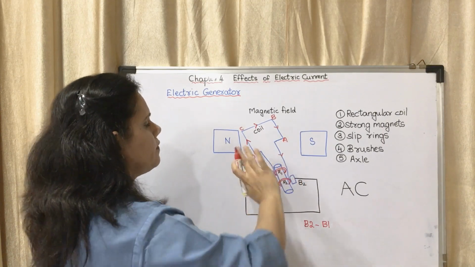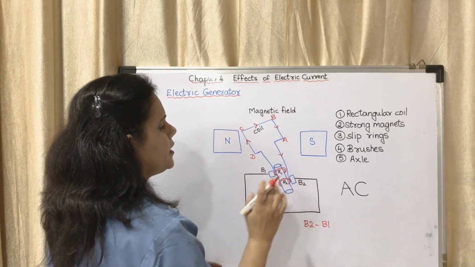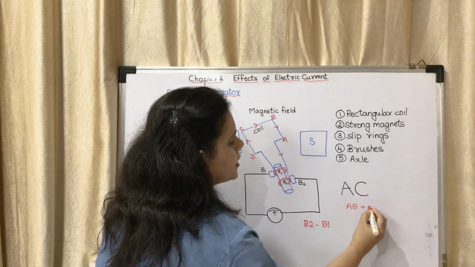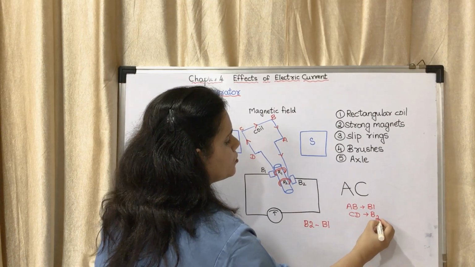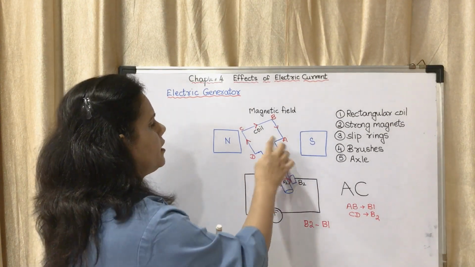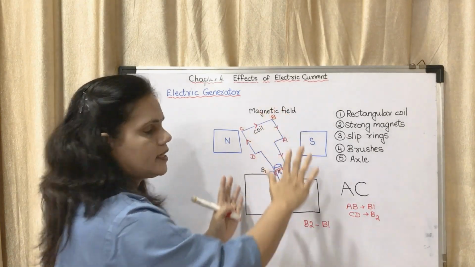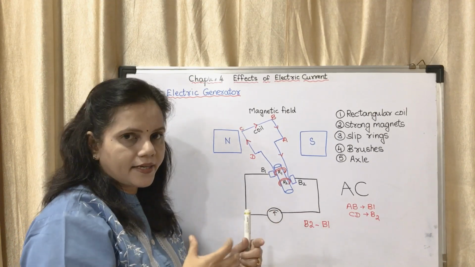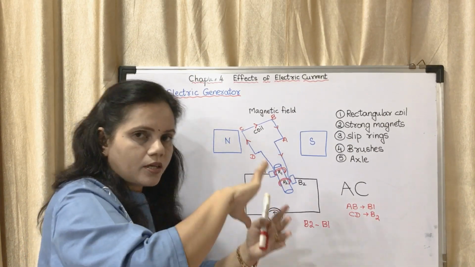Now when it is moving here, AB is always connected to B1 and CD is always connected to B2. I will write it here. AB is always in connection with B1 and CD is always in connection with B2. So these brushes, AB is coming here. Now I cannot show you it on a 2D diagram. You may see it in the YouTube videos, the animated ones.